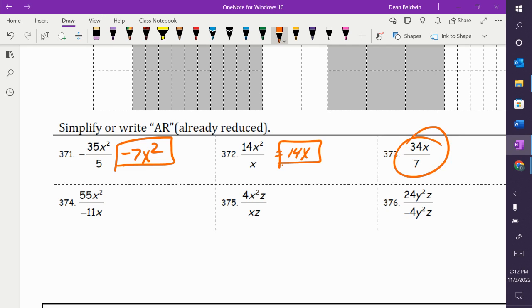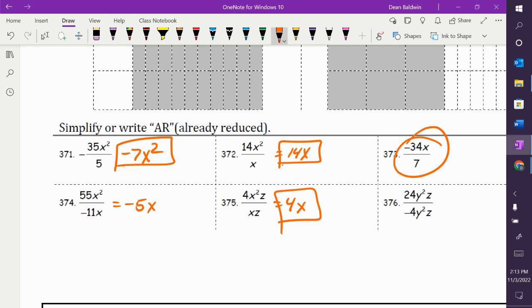55 divided by negative 11. Negative 5. X squared over x becomes x. 4x squared z over xz. Does anything happen to the 4? What happens to the x squared and the x? Becomes 1x. And the z's? Bye-bye.